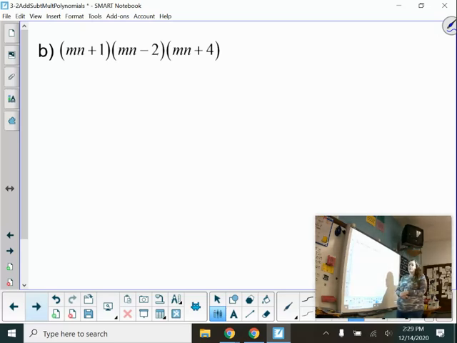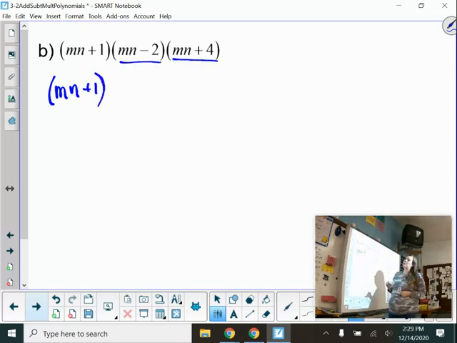I don't suggest trying to multiply all 3 together in one go. What you should do is pick out 2 of them to multiply together, keep the third one off to the side, and then once you multiply the 2, take that result and multiply by the remaining one. So I'm going to carry down this mn plus 1. I'm not going to deal with that yet, but I am going to multiply together the mn minus 2 and the mn plus 4.